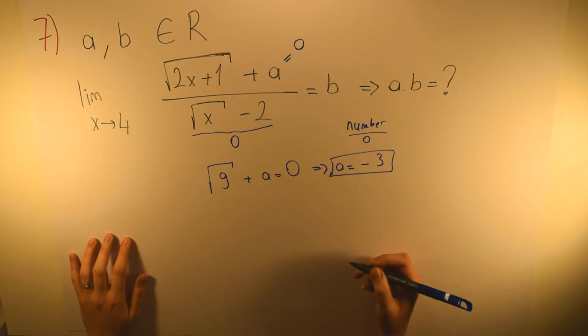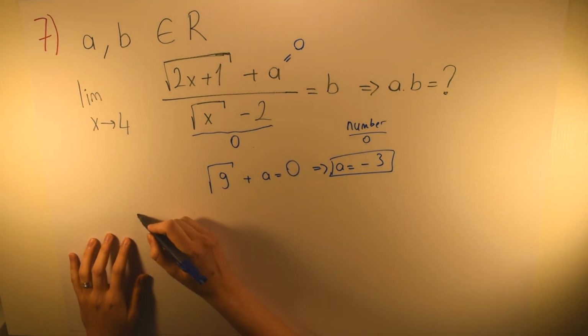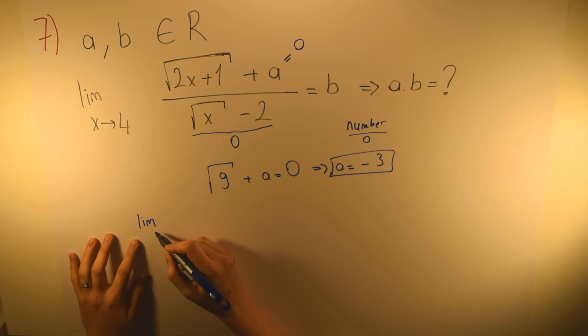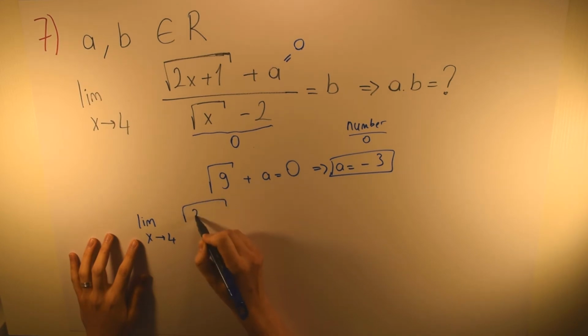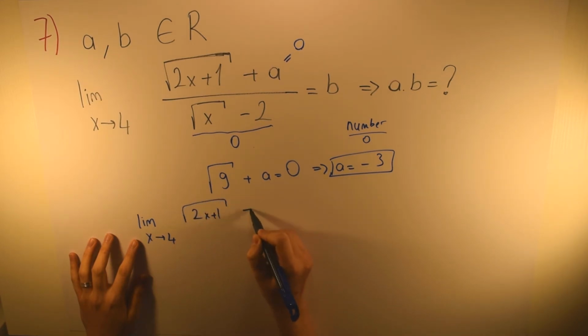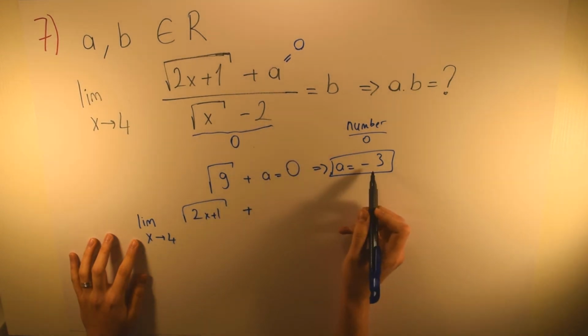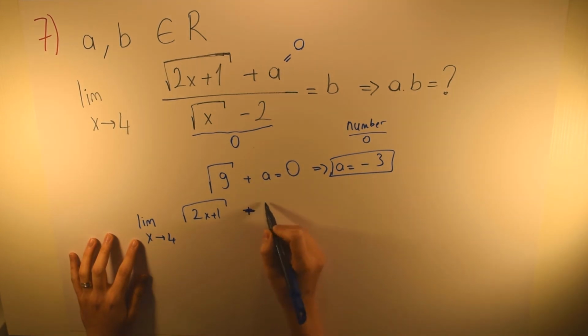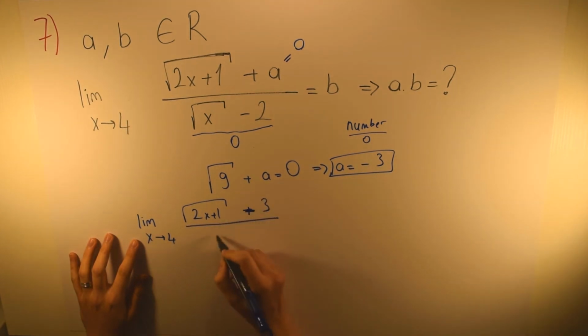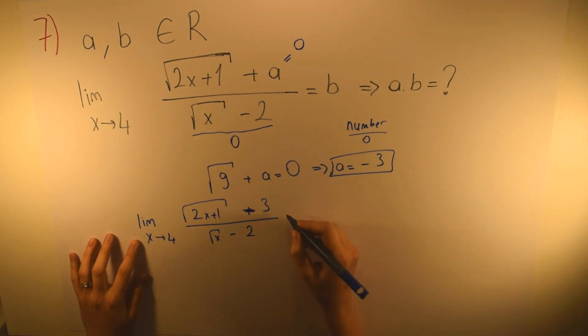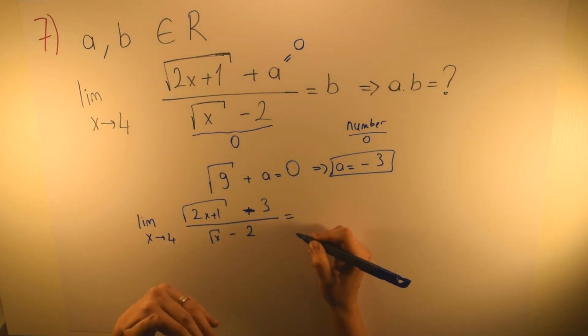So our limit now is the limit as x approaches 4 of the square root of 2x plus 1 plus a, which is minus 3, over the square root of x minus 2. Now I can apply L'Hopital's rule.